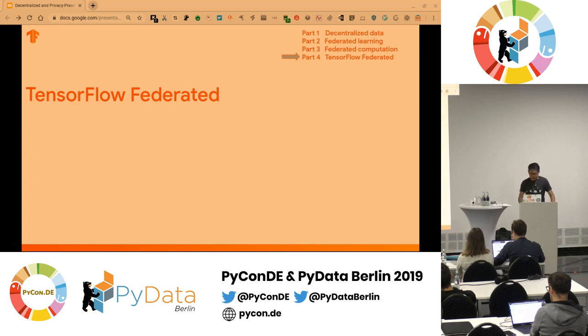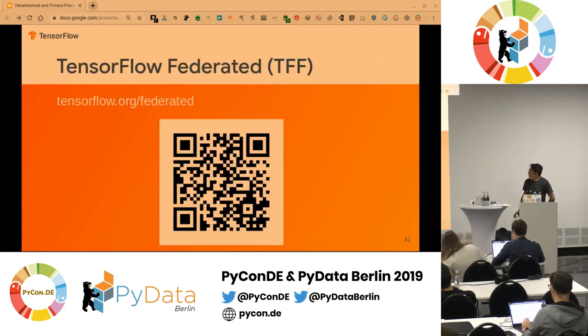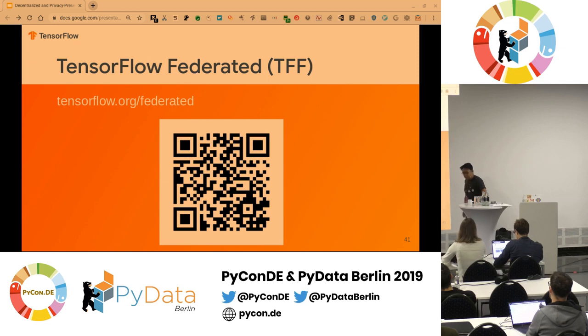So, TensorFlow Federated. This is the key part of the talk today. With the introductions laid, let's jump into TensorFlow Federated. I put a QR code there, and that's the link. If you want, you can potentially jump in now, because I'm going to go pretty fast over the code that we're going to show. You're welcome to go there and start the tutorials.